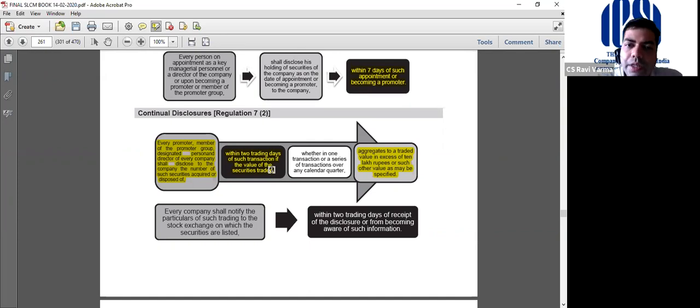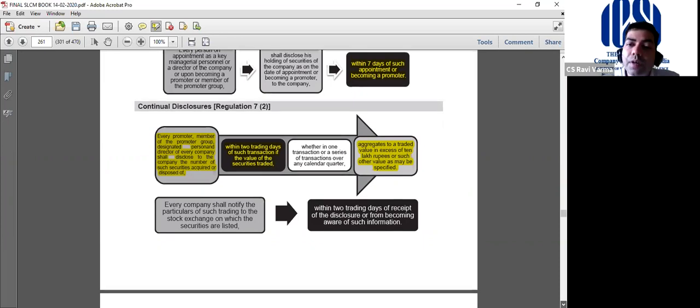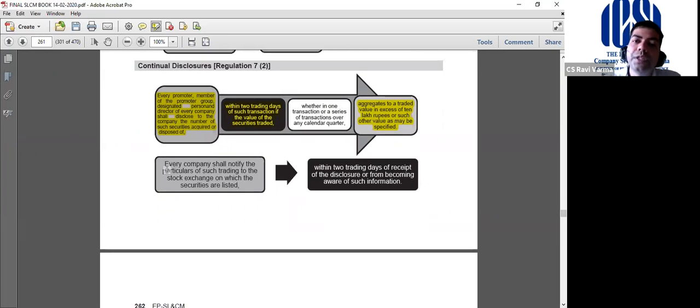So within 2 working days or trading days, you need to inform the company that I have acquired these many shares or I have sold these many shares. Now, it is up to the company. The company will further take 2 days to inform the stock exchange. So here the flow will go from you to company to stock exchange.